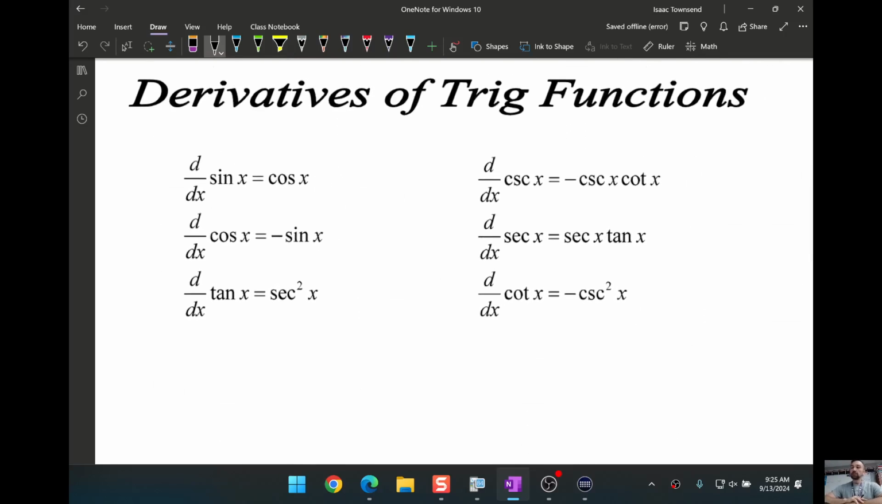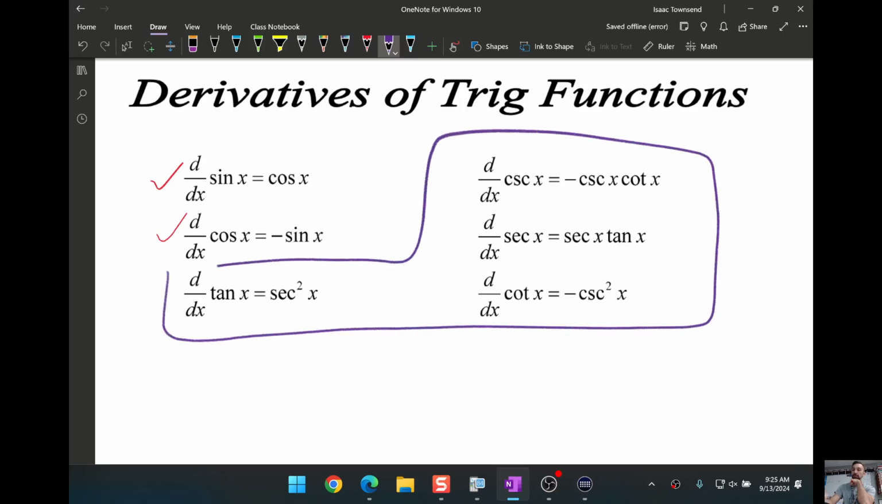Okay, so I do want to show you the derivative of trig functions before we move forward here. So we've already talked about these two yesterday. Those are the ones that get used all the time. You don't have to memorize these just yet, but you will have to memorize them before we get to our next quiz. The derivative of tangent, the derivative of secant, the derivative of cosecant, and the derivative of cotangent.